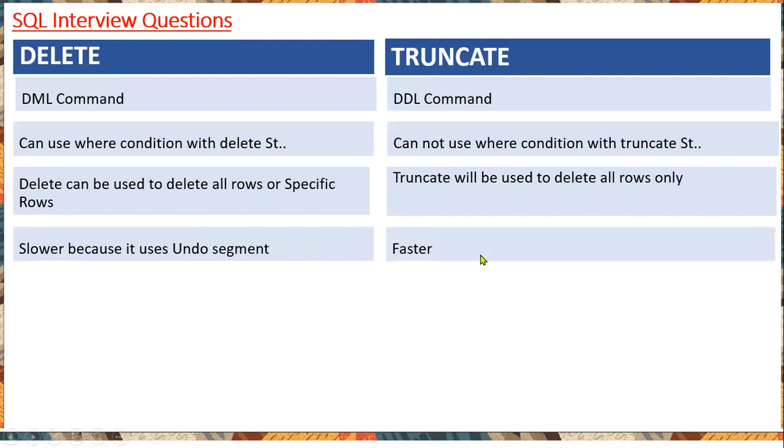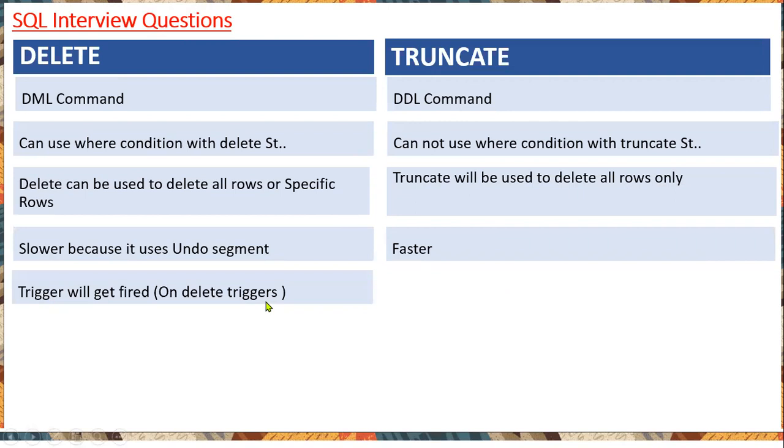But truncate will be faster. There is no question of an undo option. The moment we apply the truncate statement against the table, it will delete all the rows from the database table, and an implicit commit is applied. Internally commit will be applied. That way it will be faster.